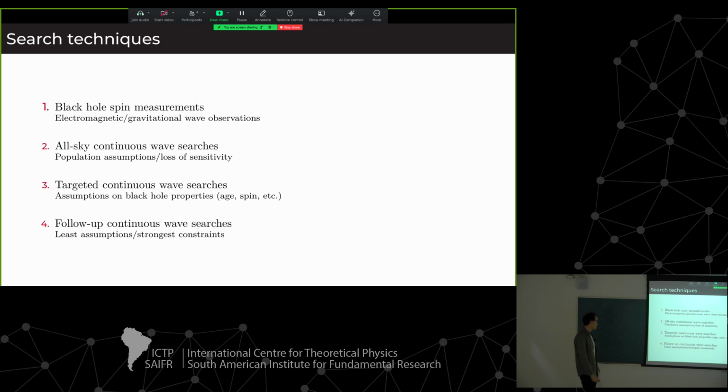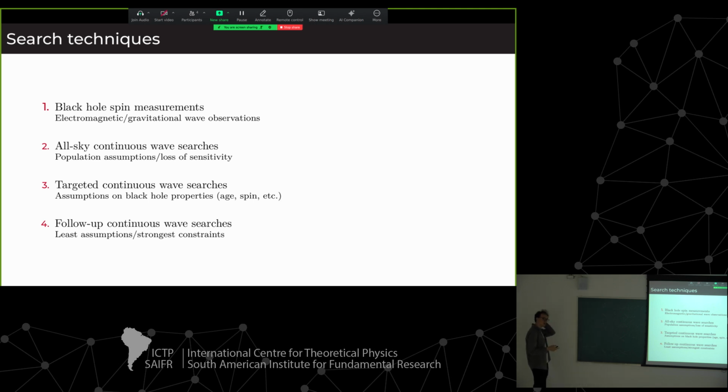Okay? And so the last point is the best, or the quote-unquote best way of doing this that we have come up with so far, which is follow-up searches. So here the idea is that you have a binary black hole merger, and then you have a new black hole with some measured mass. So we know the mass pretty precisely. It has some measured spin. We know the spin relatively precisely, and usually the spin is like 0.7 or something. So the spin is relatively large.